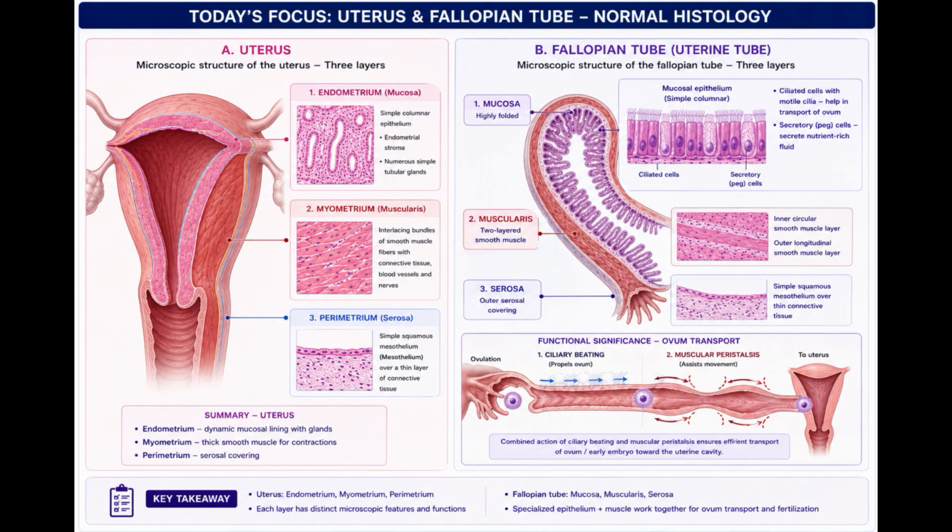We'll begin with the uterus and understand the microscopic structure of its three layers: the endometrium, myometrium, and perimetrium. We'll then study the fallopian tube, focusing on its mucosa, muscularis, and serosa, along with the specialized cells that make it uniquely suited for ovum transport and fertilization.